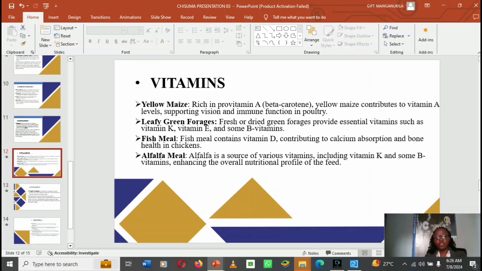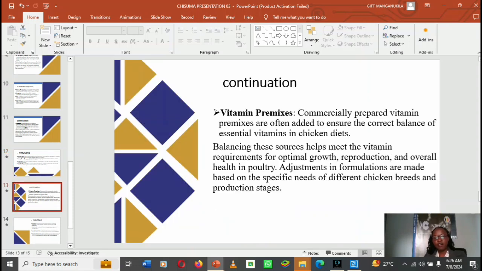So do you have these, and can you easily access them? If not, we now have vitamin premixes. So this is what we are having here. Vitamin premixes, these are commercially prepared vitamin premixes that are often added to ensure correct balance of essential vitamins in chicken diets. So you need to understand that even the maize itself has got a bit of vitamins.